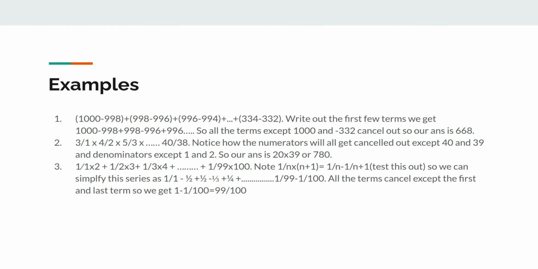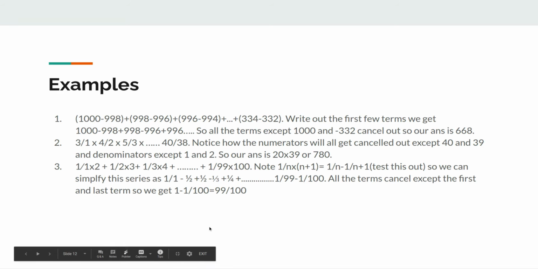So do you guys get why 1 over n times n plus 1 is equal to 1 over n minus 1 over n plus 1? All these terms just become 1 over 1 minus 1 half plus 1 half minus 1/3, plus 1/3 minus 1/4, all the way down to 1 over 99 minus 1 over 100. So all the terms cancel out except for the first term and the last term. So your sum is just 1 minus 1 over 100, which is 99 over 100.